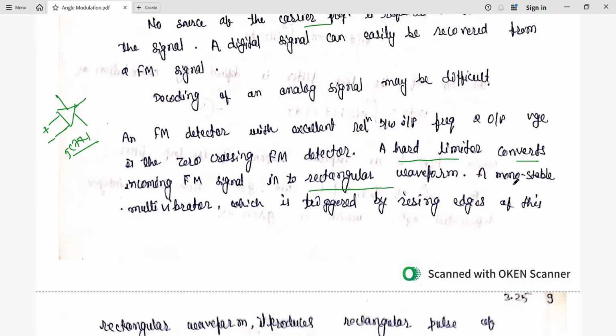And we are going to use the concept of monostable multivibrators. Already you have studied it in lower classes. Mono means only one state is stable, which is triggered by the rising part of this. So it is converted into a rectangular pulse. This is the rising part, this is the falling part. So triggering takes place during the rising part.